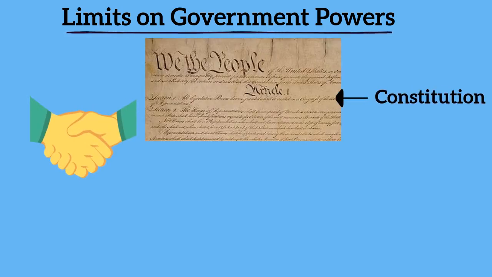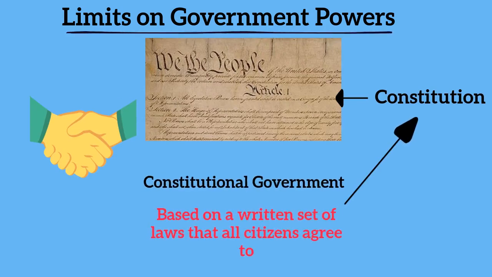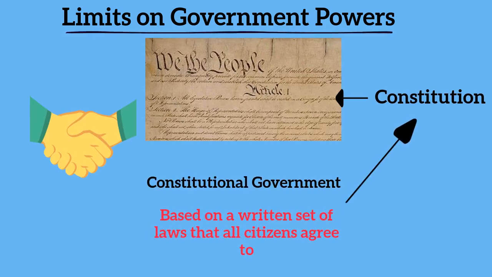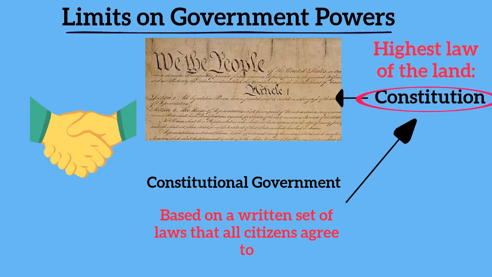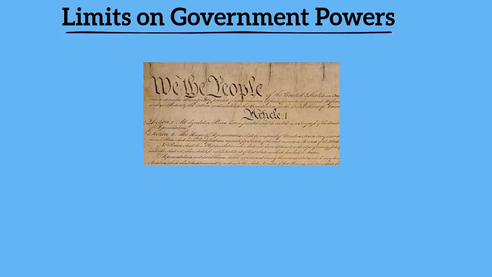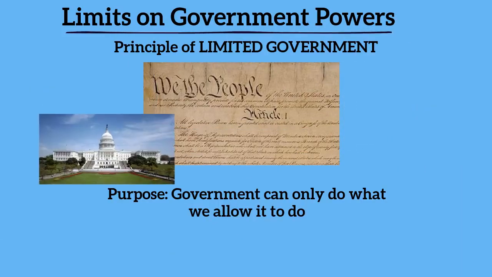A constitution is a written set of laws that all citizens agree to, and a constitutional government is based on that set of laws. The United States has a constitutional government, and the U.S. Constitution is the highest law of the land. The U.S. Constitution includes that principle of limited government.